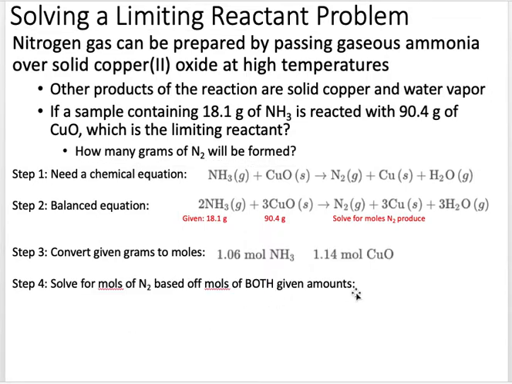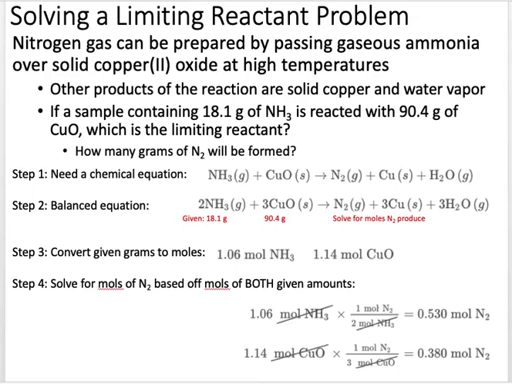So at this point, I would encourage you, just like we did in the example that was posted that I wrote out, where we went through and said, okay, I have to now solve for both givens. Go ahead and use 1.06 moles of NH3 as one of your givens to solve for moles of N2, and then do it again for 1.14 moles of the copper 2 oxide. So when we do that, we find out that the ammonia gas can produce 0.530 moles of N2, and the copper 2 oxide can only produce 0.380 moles of N2.